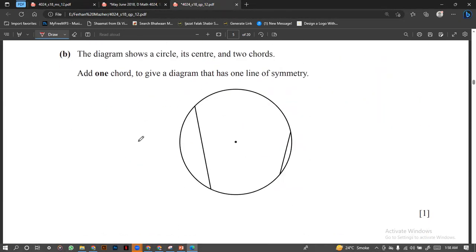Question number 7, B part. The diagram shows a circle, its center, and the 2 chords. Add 1 chord to give a diagram that has 1 line of symmetry. So check this chord and check its length, and the same chord should be drawn here. So this is just an approximation. Okay, this will be the line of symmetry.